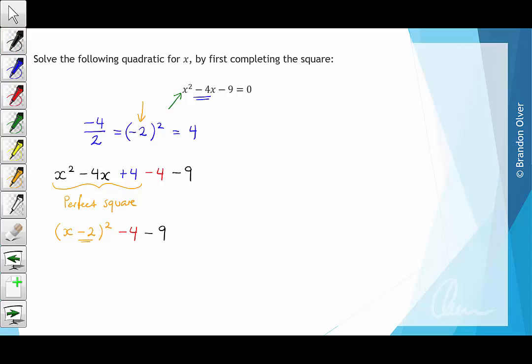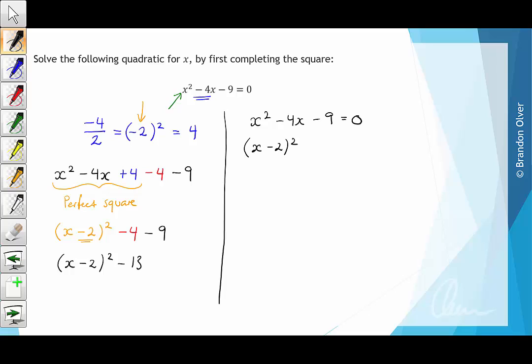So what we do in our next step is collect all of that together. So we have x minus 2 all squared minus 13. And now what we're going to do is we're going to substitute that into the overall equation that we're trying to solve. So we can say that x squared minus 4x minus 9 equals 0 can be written as x minus 2 squared minus 13 equals 0.